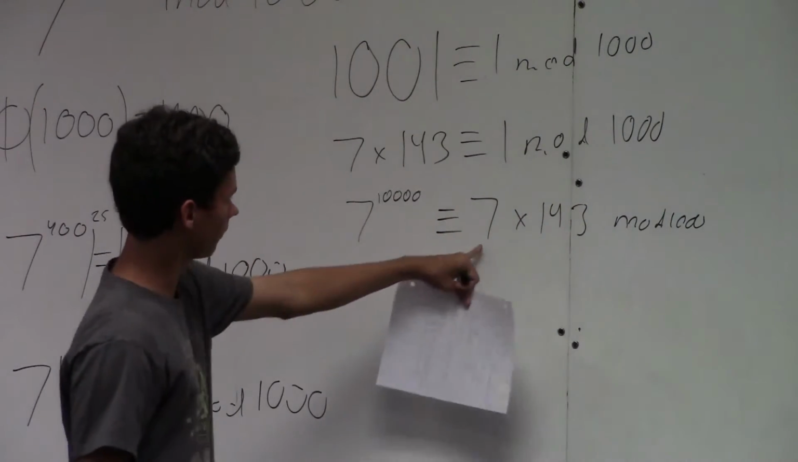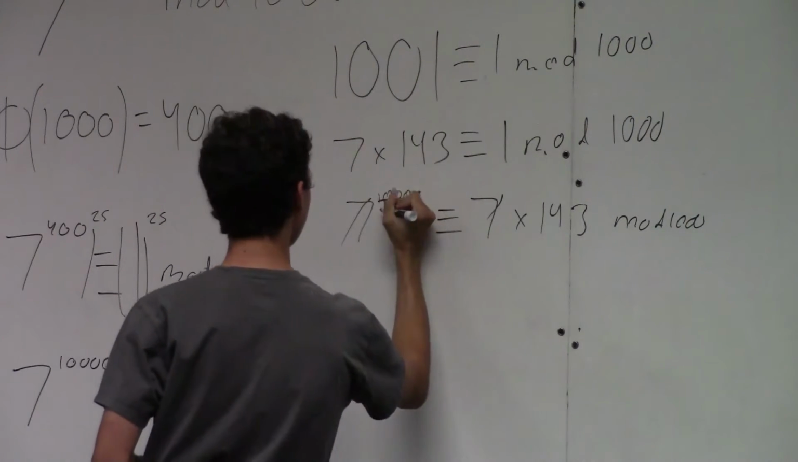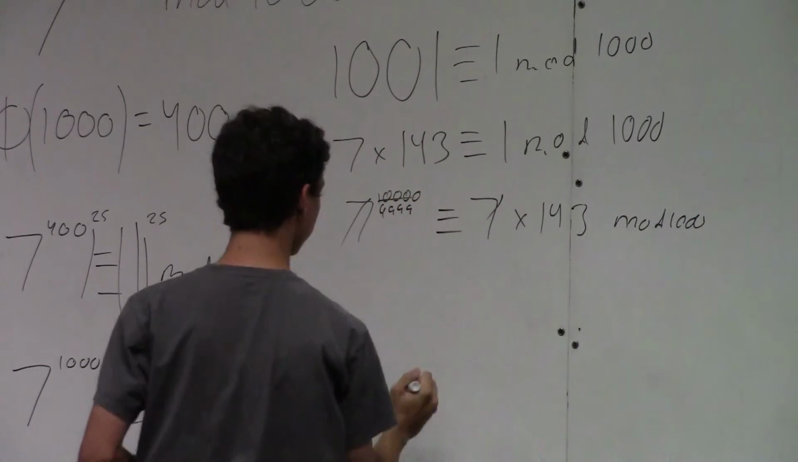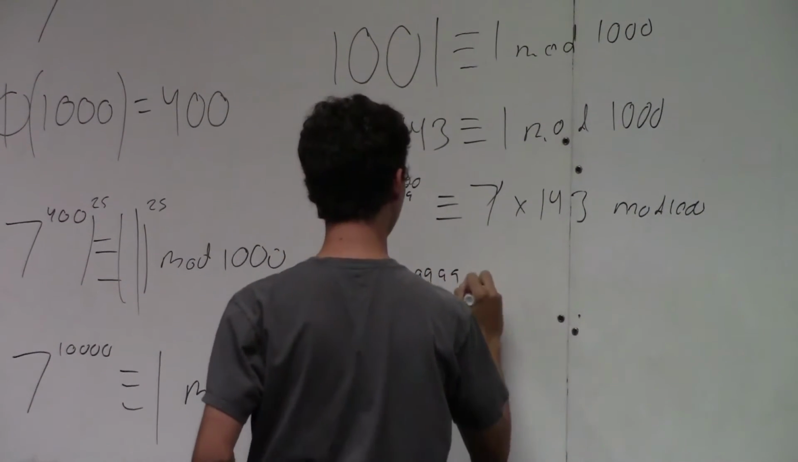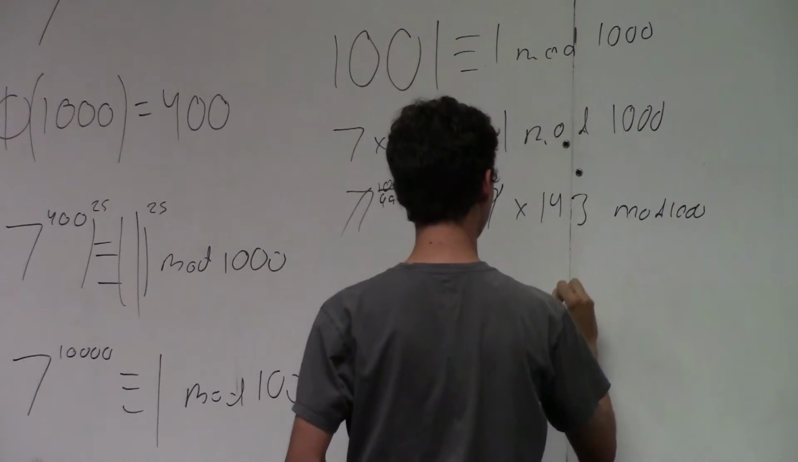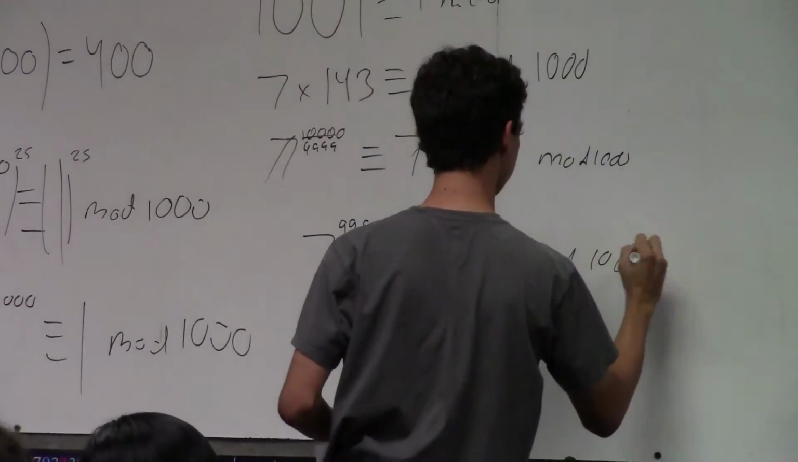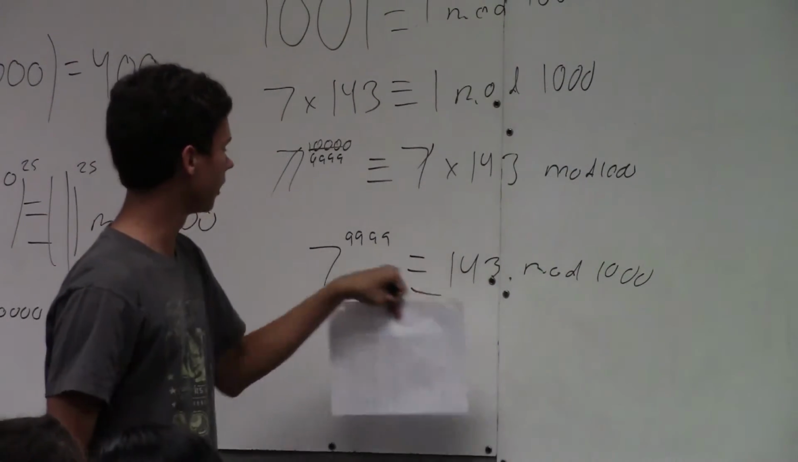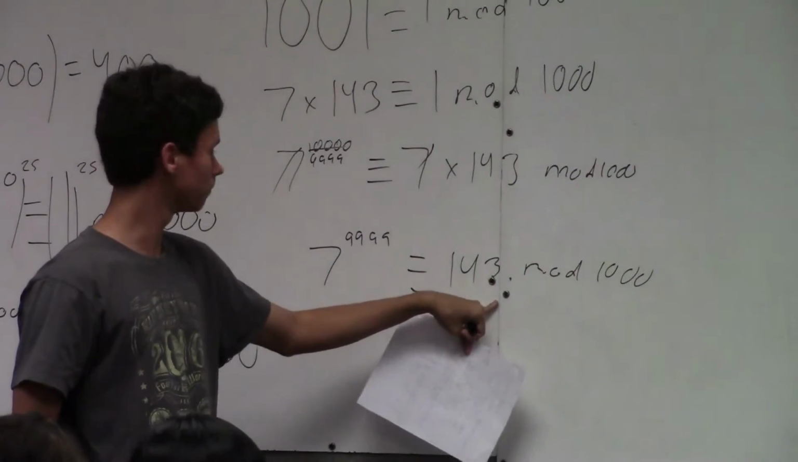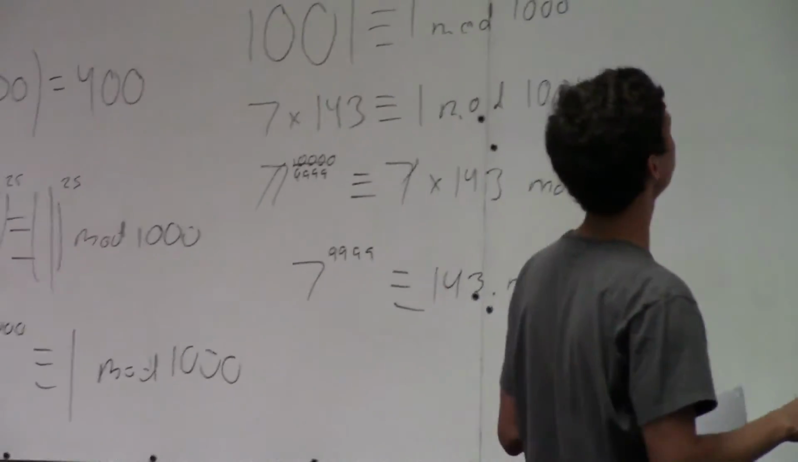So now, we have a 7 here, we have a 7 here. We can get rid of those, make that go down by 1. So 7 to the 9999 is congruent to 143 mod 1,000. So the last 3 digits of 7 to the 9999 are 143. Cool. Next one, the last 2 digits.